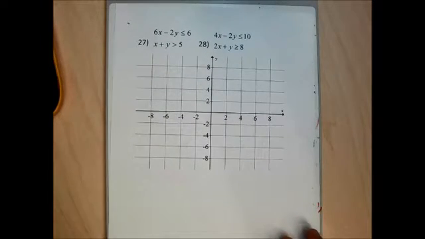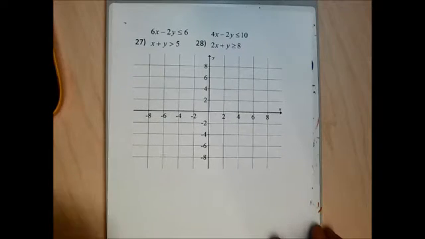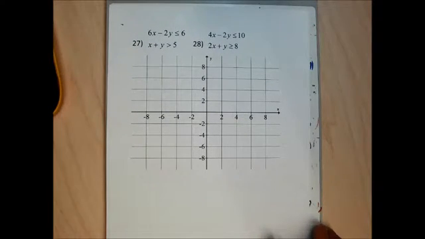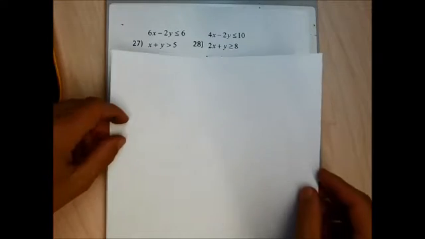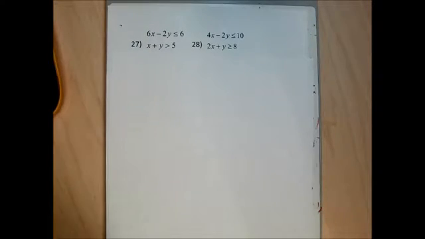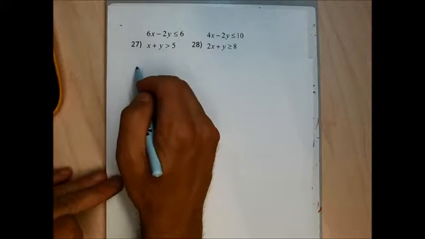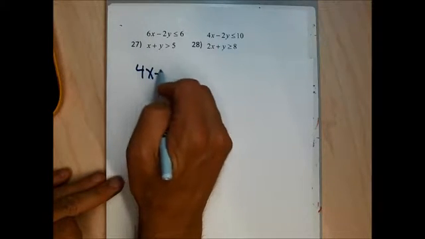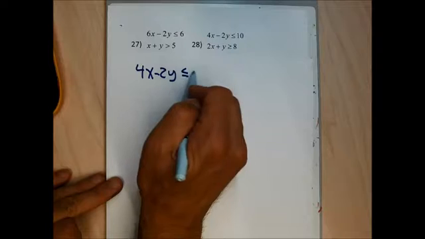I'll do 28. Eventually I'd like to do one of your problems. Trying to think if yours would fit in this window, and probably not so nicely. So let me start off with 28, and I'm going to minimize my shading this time to get a nicer looking answer. So first I'm going to start out with 4x minus 2y is less than or equal to 10.